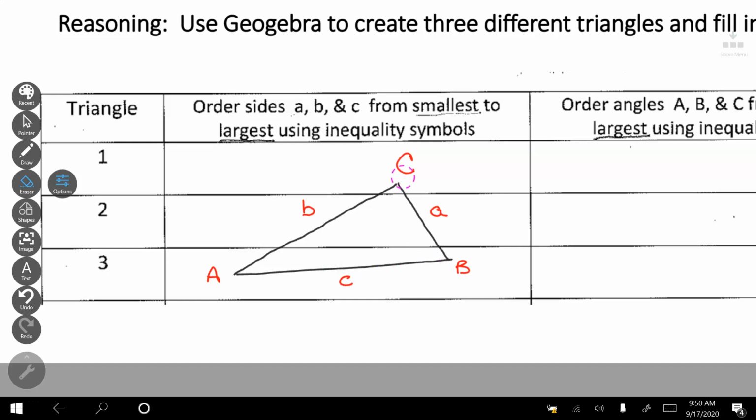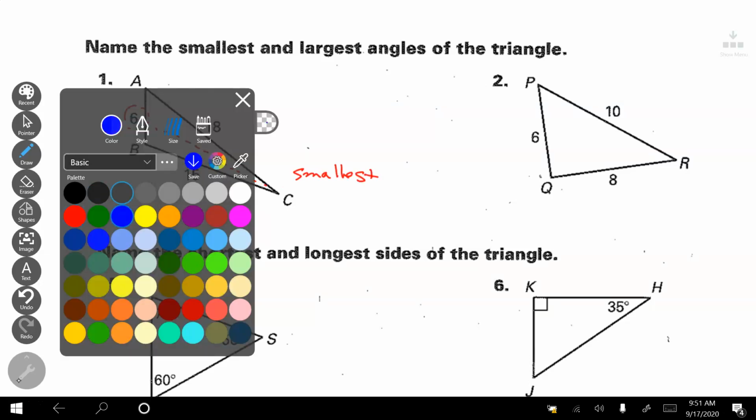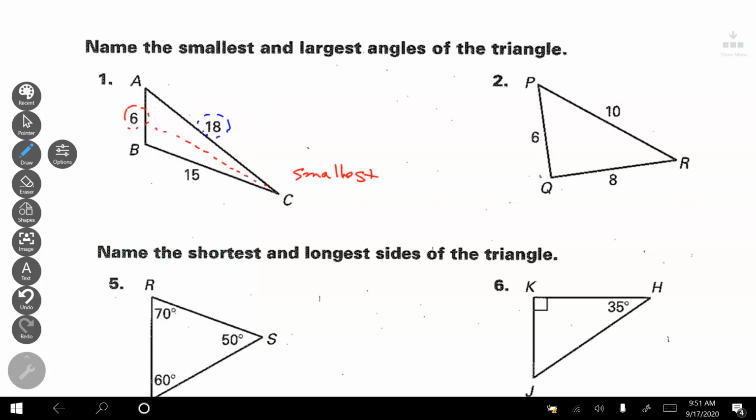Longest side, largest angle. Looking at the triangle in number 1, 6 is the shortest side, and across from it, or opposite of it, is angle C, which is the smallest angle. And obviously 18 is the longest side, and across from it, going right across the middle of the triangle, is the largest angle. Over here, 10 is the longest side, and across from it, going right through the middle of the triangle, angle Q is the largest angle, and side 6 is the shorter side, and across from it is angle R, which is the smallest angle.